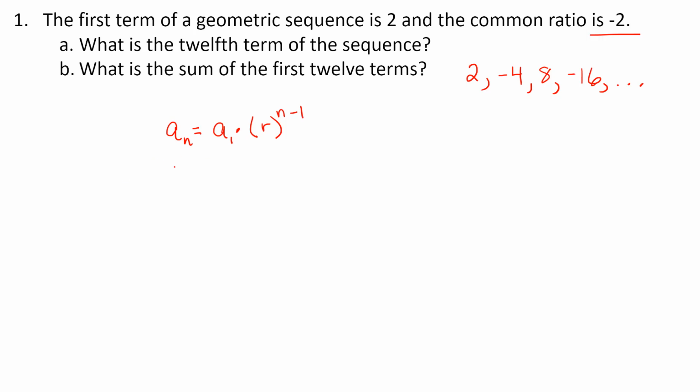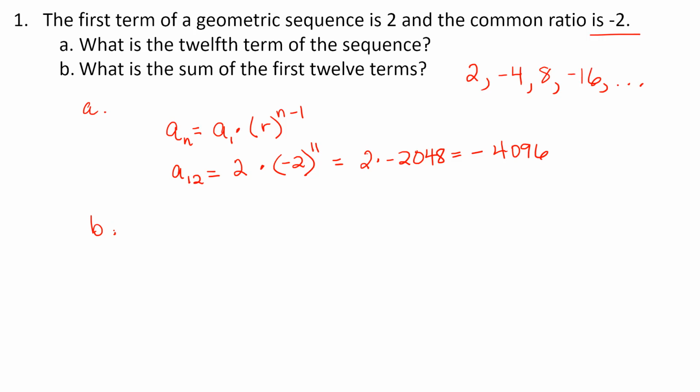All right, so in our situation, a sub 12 is what we're looking for. A sub 1 we've been given is 2, and r is -2. And we're raising that to the 12 minus 1, which is 11. And so that's going to be -2 to the 11th power, which is -2048. So you've got 2 times -2048, and when you multiply that together, you get -4096. All right, so that's part A.